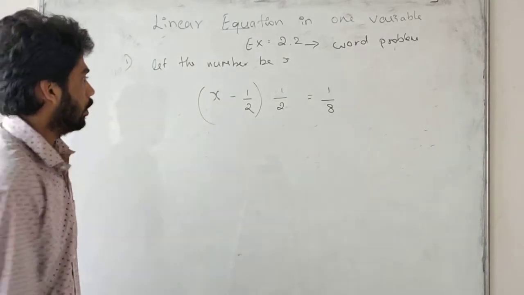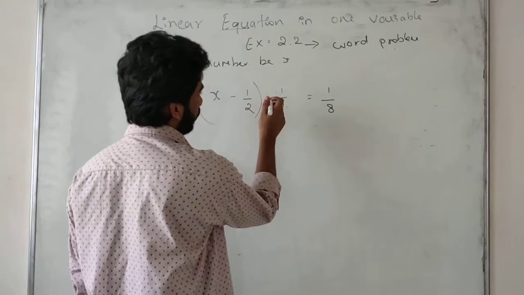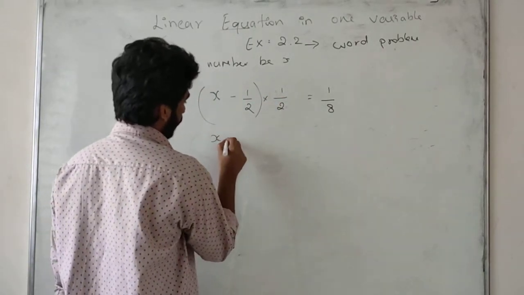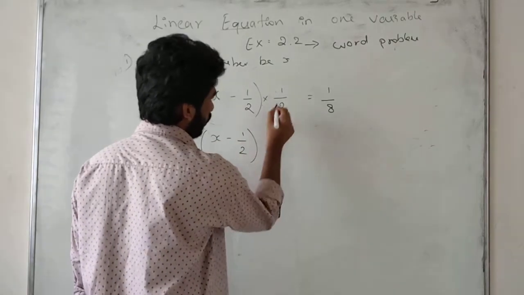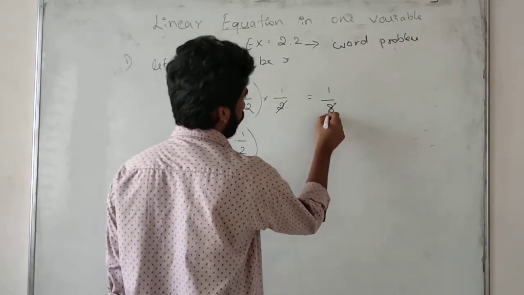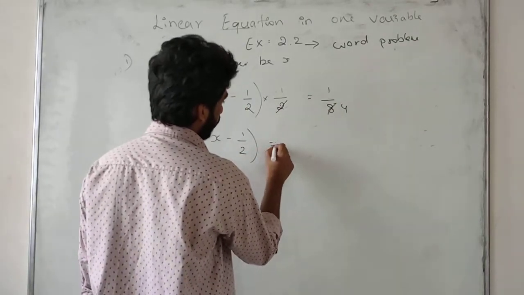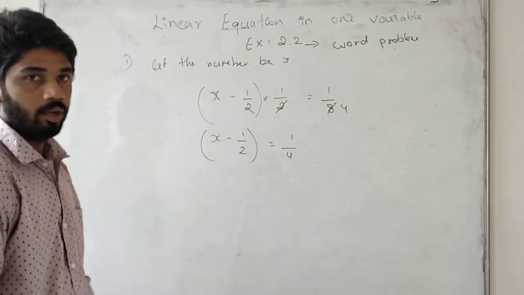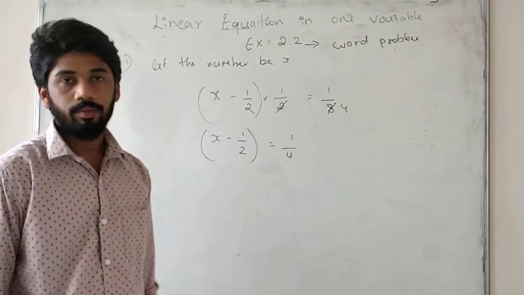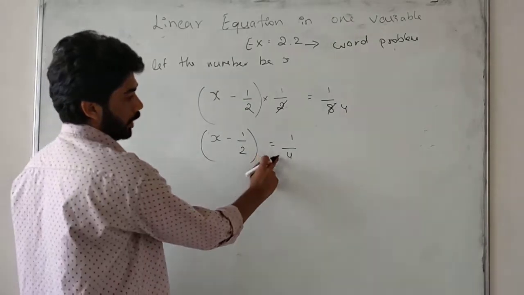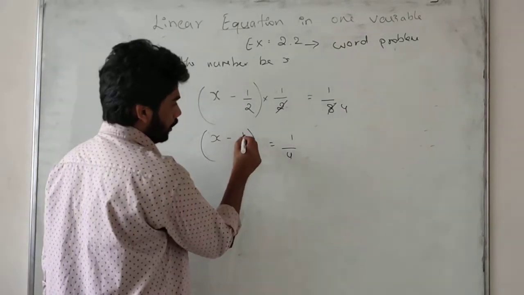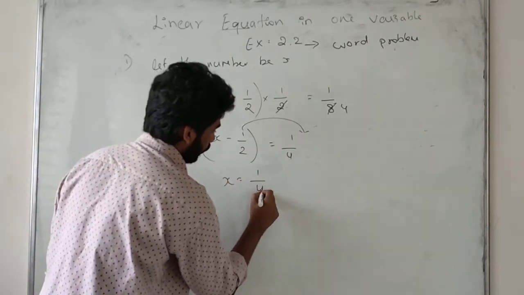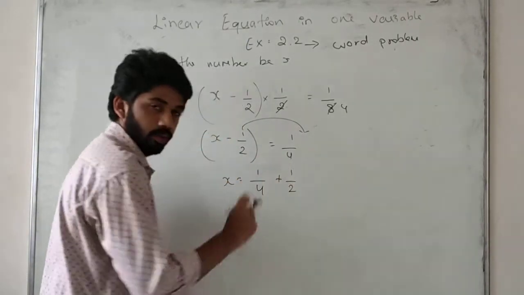So it is a multiplication. So we can cancel it. We write x minus 1 by 2, times 1 by 2, equals 1 by 8. 2 ones are 2, 2 fours are 8, so we get 1 by 4. Denominator and denominator can be cancelled. It is a multiplication, so we get x minus 1 by 2 equals 1 by 4. Now we shift this 1 by 2 to the other side, so we will get x equals 1 by 4 plus 1 by 2.